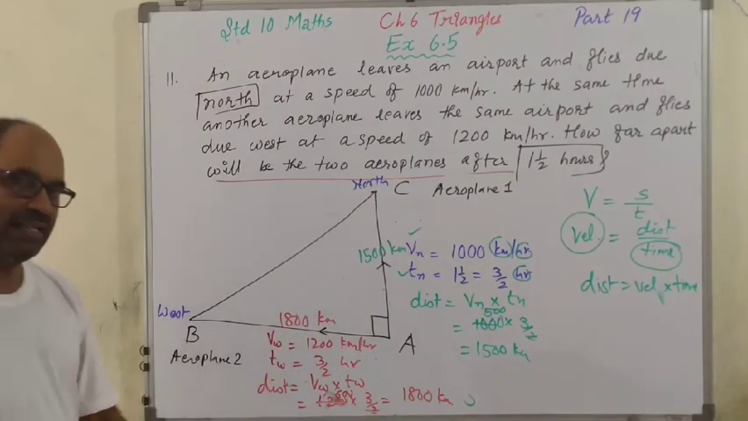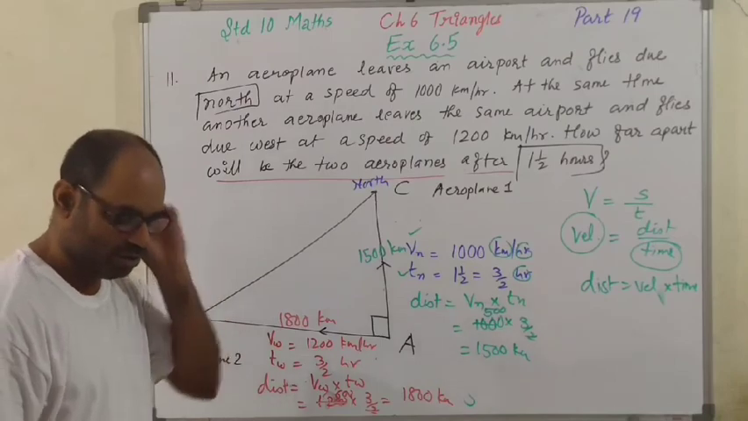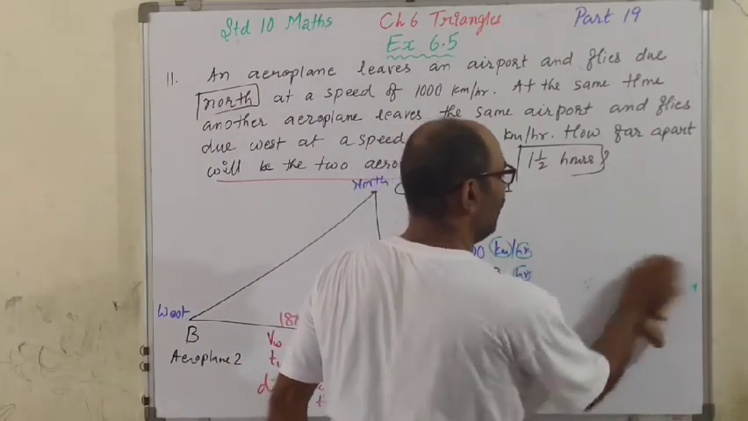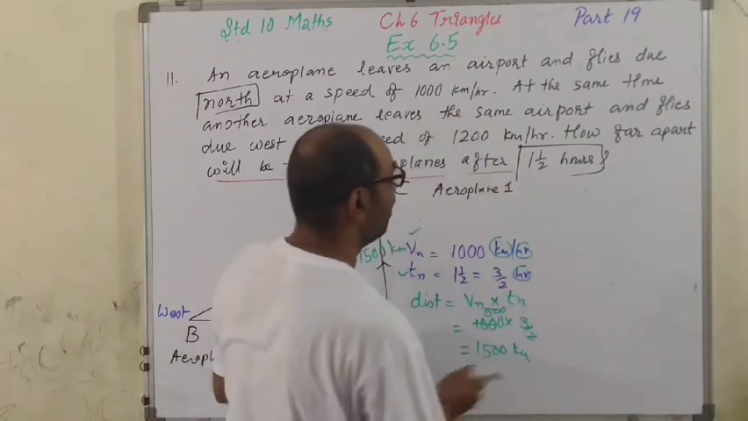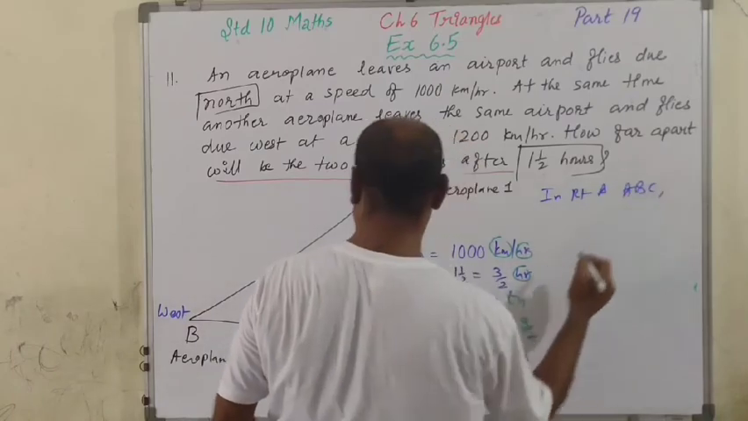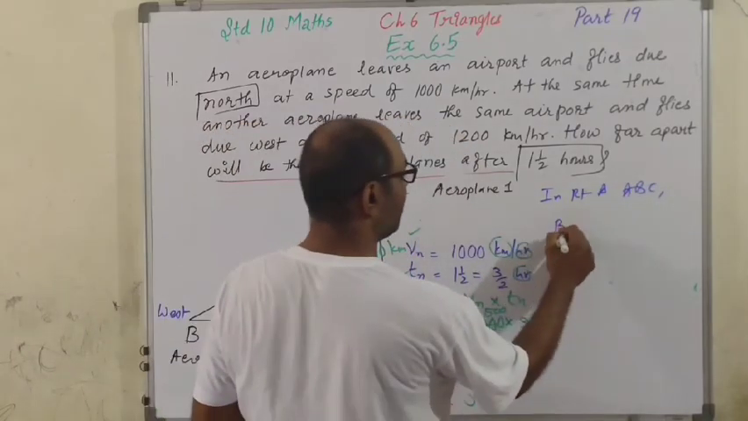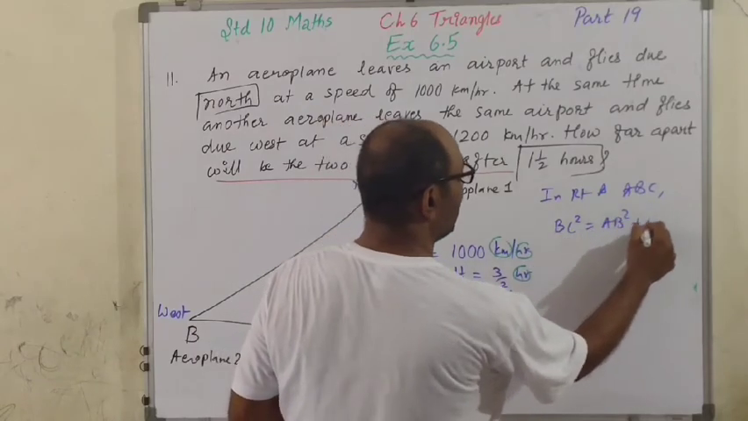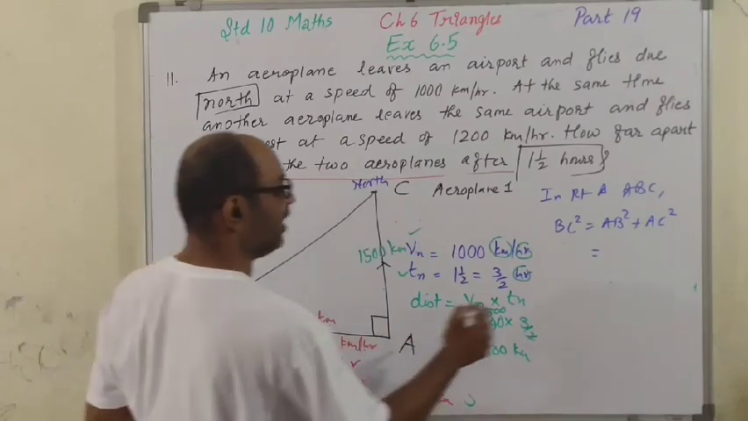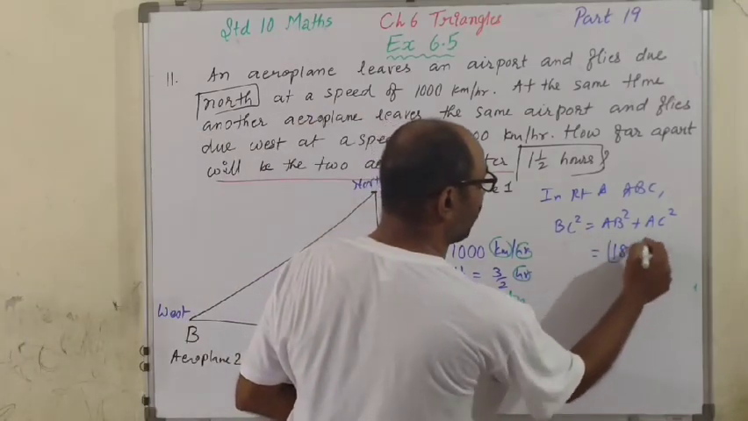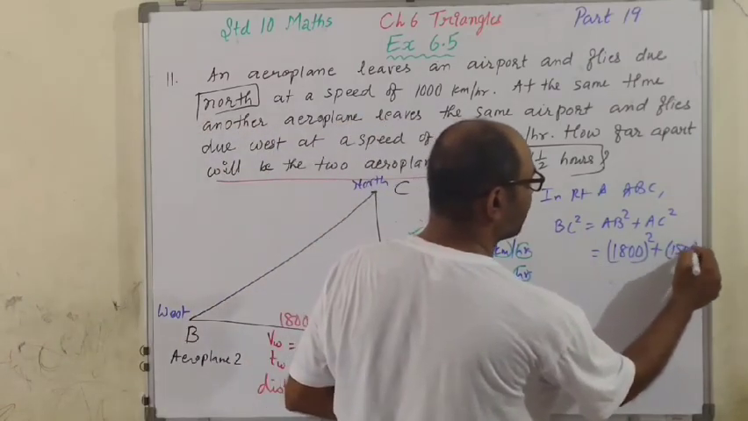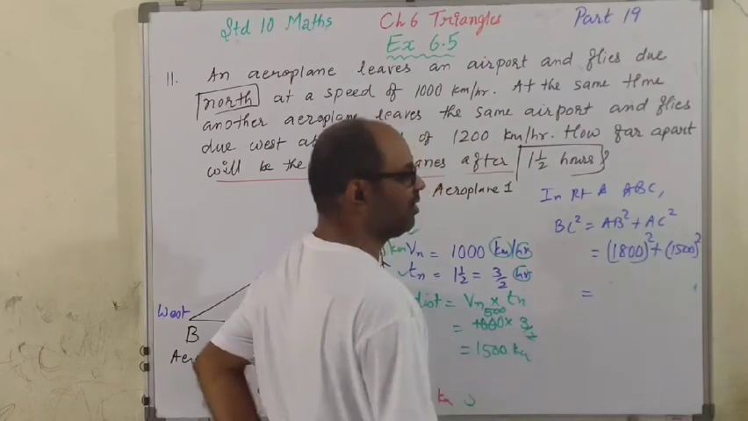All right. Once again, you can do the calculation on your own, or should I do it? Let me do it. In right triangle ABC, correct? BC square is equal to AB square plus AC square. Now AB is 1800, so 1800 square, plus AC is 1500, so 1500 square. Be careful, children. See what I do.